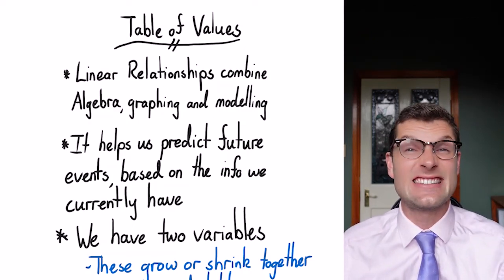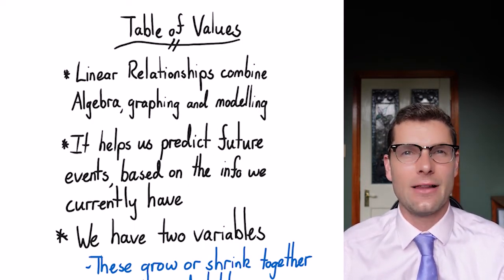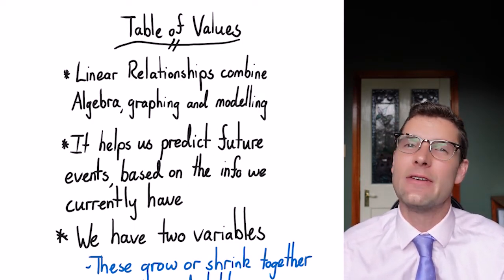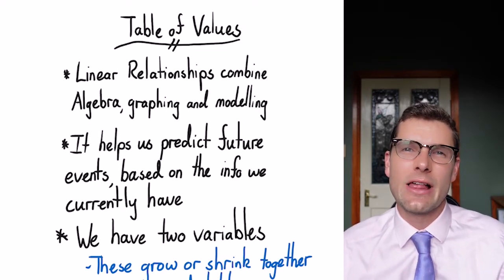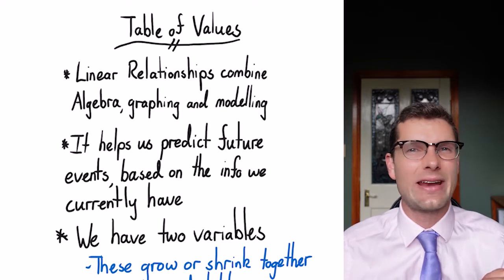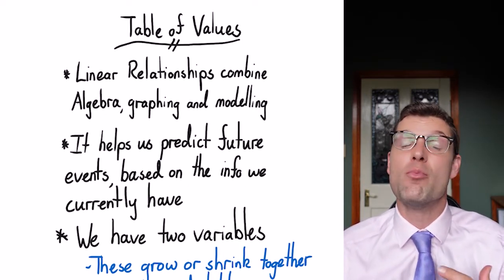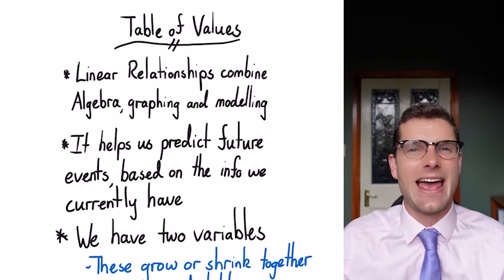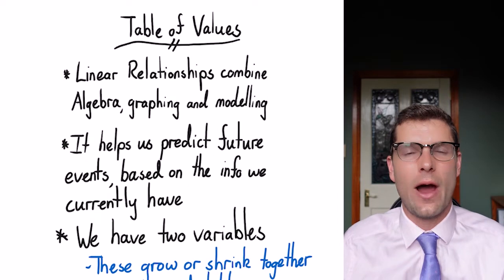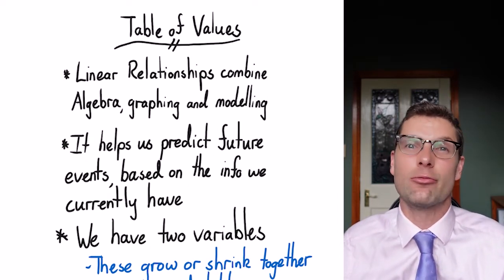Today we're going to look at the start of linear relationships, specifically the table of values, which communicates a whole heap of information to us really simply. So linear relationships is just a combination between algebra and graphing. It's really important because it helps us model things in the future. If we've got a limited data set that's acting in a really predictable way, we might be able to extend out our knowledge to tell us something really interesting.